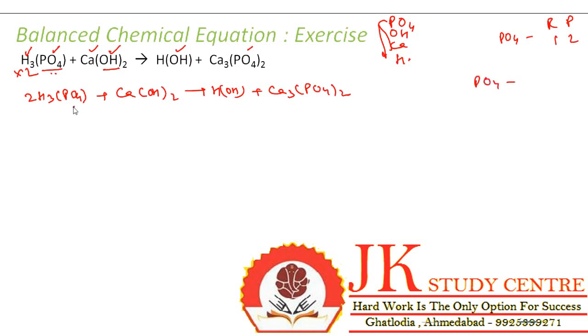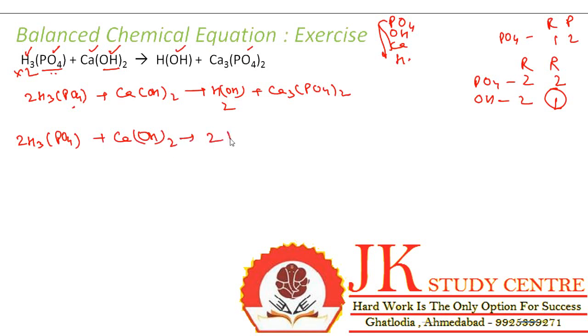Now again let's compare. So PO4 we have 1 into 2 here. Here also we have 2. So PO4 is balanced. Now we'll see the OH part. OH part we have 2 here in the reactant. In product we have only 1. So that means this is also not balanced. So let's multiply this with 2. Correct. So what you get here is 2H3PO4 plus Ca(OH)2 is equal to 2HOH plus Ca3(PO4)2. Correct. Now let's again see PO4, OH, Ca and H.